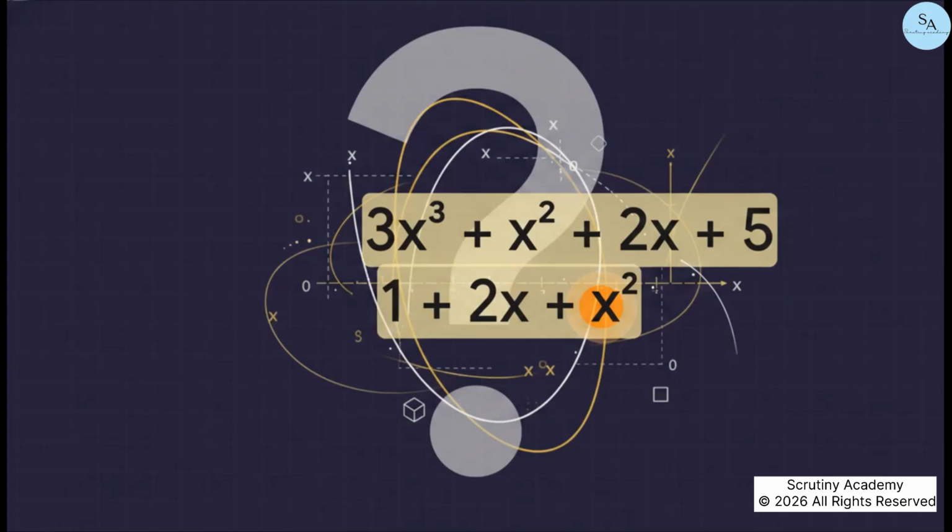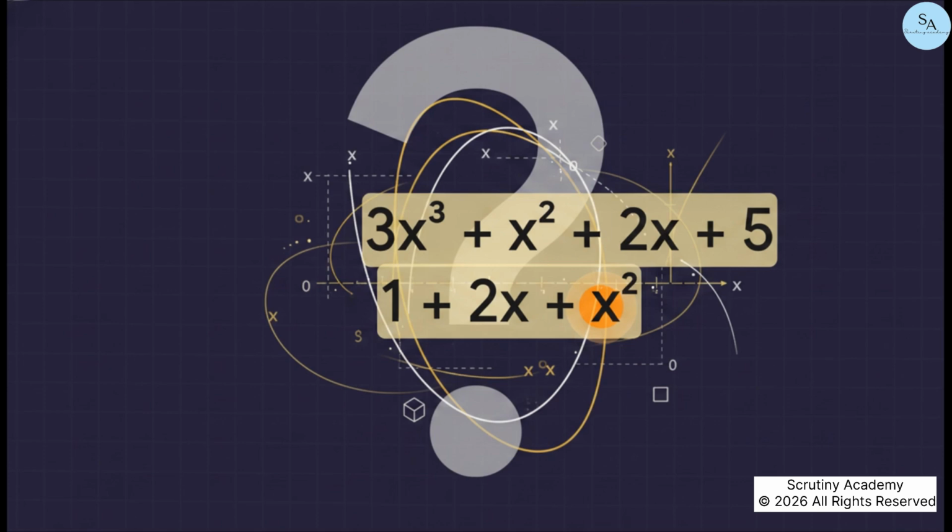You totally crushed Level 1, so now for Level 2. Let's read our next challenge. Divide 3x cubed plus x squared plus 2x plus 5 by 1 plus 2x plus x squared. What's given? A cubic polynomial dividend and a, well, kind of mixed up quadratic divisor. And what's asked? Again, quotient and remainder.